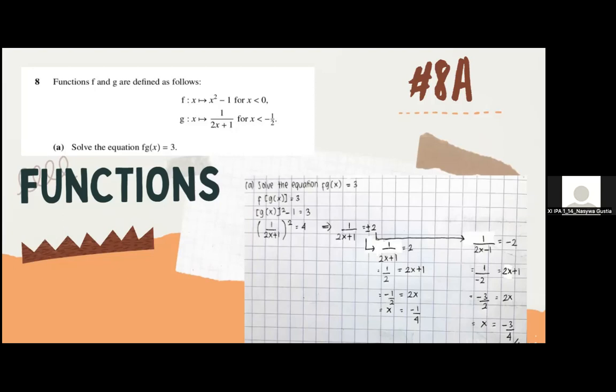So number 8 is about functions. The first question is: functions f and g are defined as follows. f maps x onto x squared minus 1 for x less than 0. g maps x onto 1 over 2x plus 1 for x less than negative 1 over 2. Solve the equation fg of x equals 3. So first we need to write it as f with the object being g of x, equal to 3.